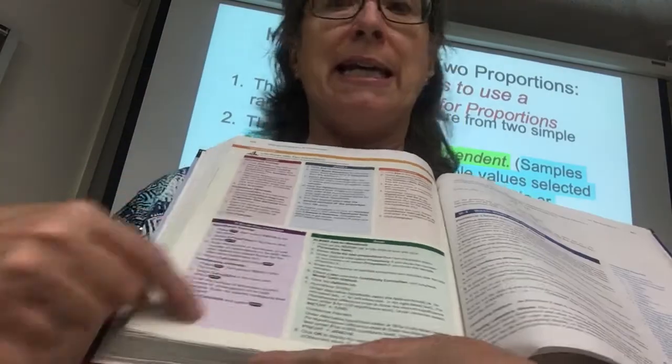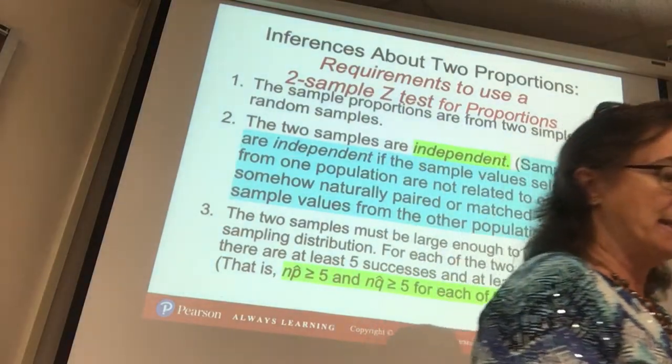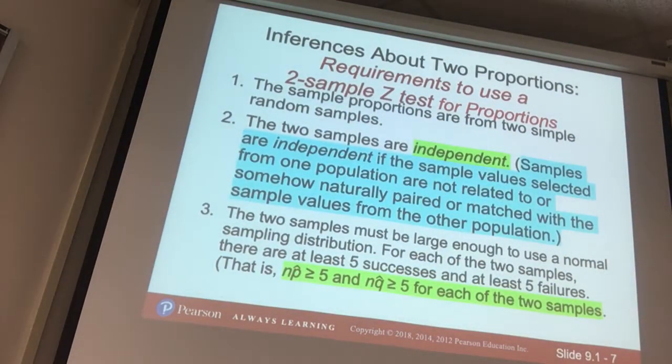If you look down here to our TI, do they ever mention anything besides a z-score? You look at the technology in your book, and it's the 2-prop z-test and the 2-prop z-int. So if we're dealing with proportions, we have two tests: 2-prop z-test, writing it on the board here, and 2-prop z-int.